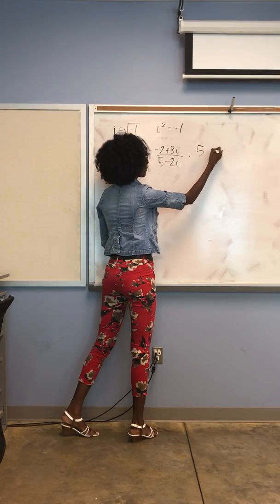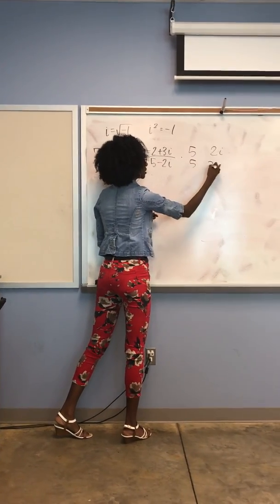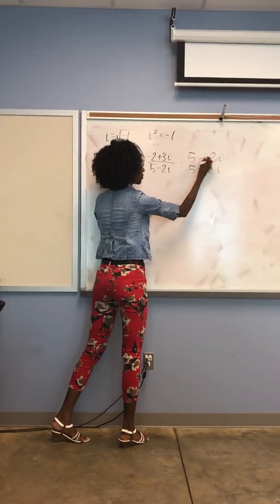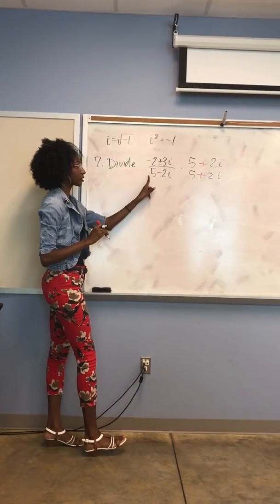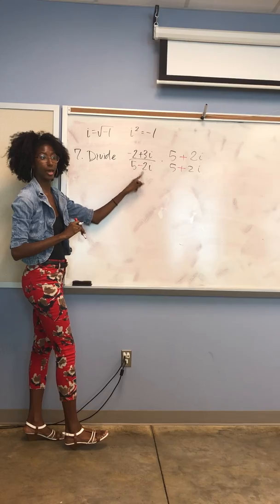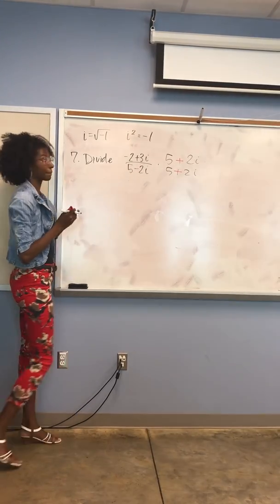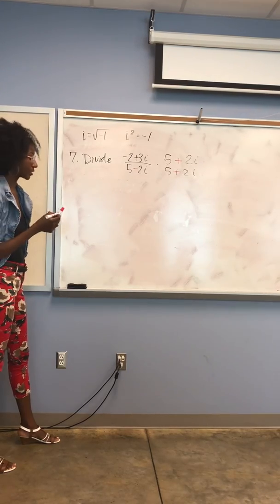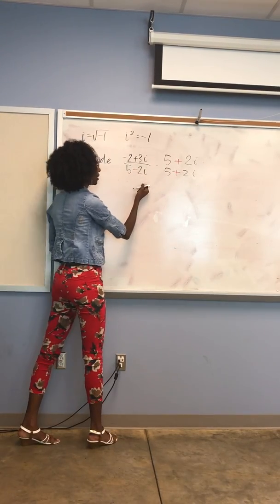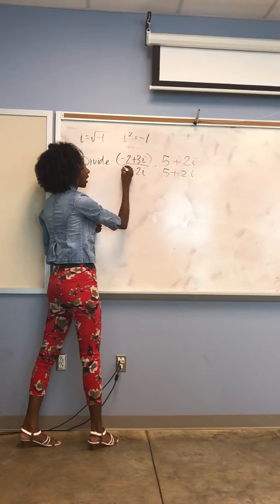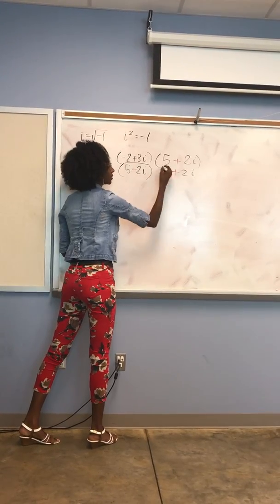Plus 2i, right? So the only thing that changes is that middle term, okay? If this was a minus here, the minus would not change, okay? It's only the sign in the middle, okay? Cool, so we're going to multiply the top and bottom by the conjugate. Because we have multiple parts, I'm going to put them in parentheses, right?